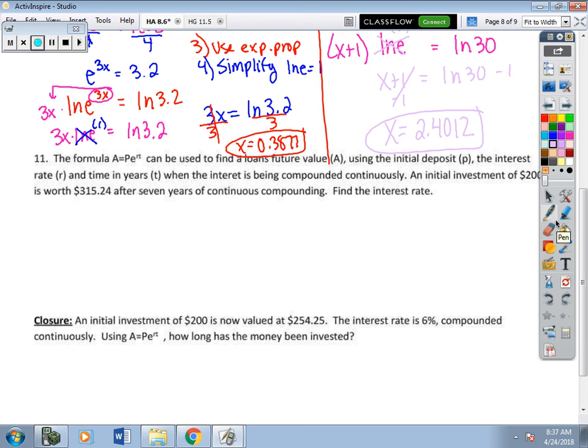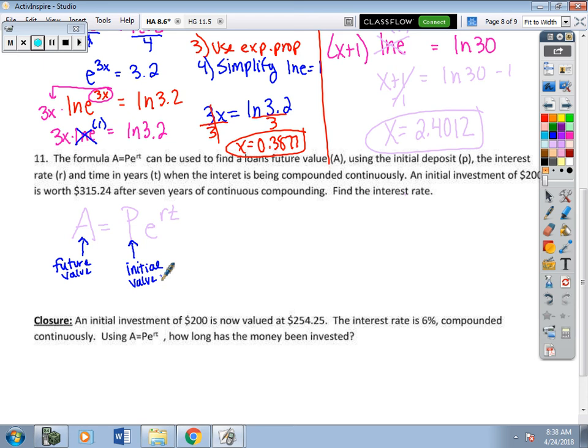The first one is they call it the PERT formula, because P-E-R-T. Let's first talk about what everything stands for, and they tell you this if you read through the problem. A is the future value of your money. So how much money will be in your bank account after a set amount of time, which will be what you had in there, and then also the interest added on. P is your initial value or deposit that you put in.